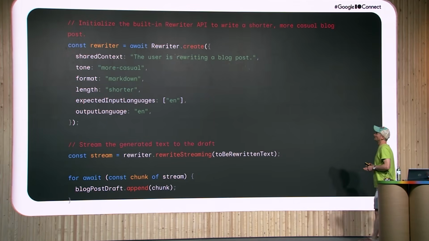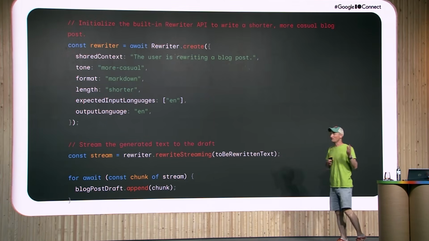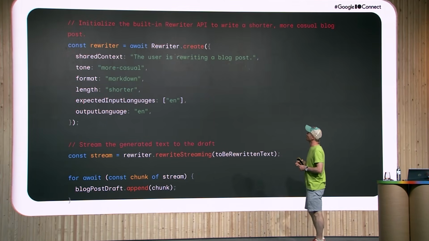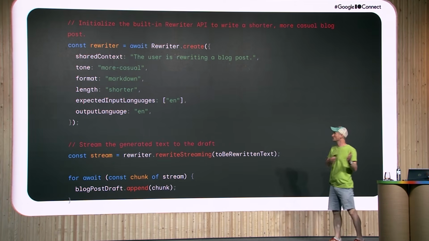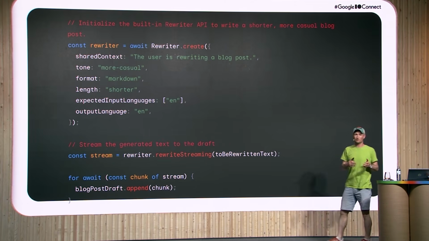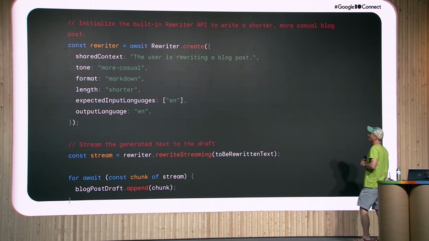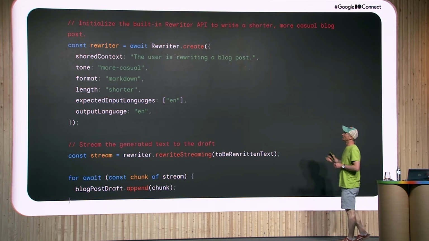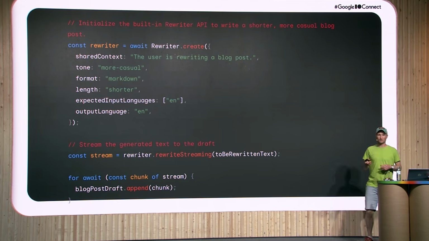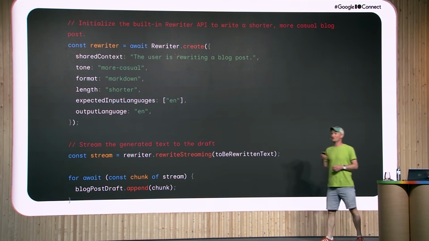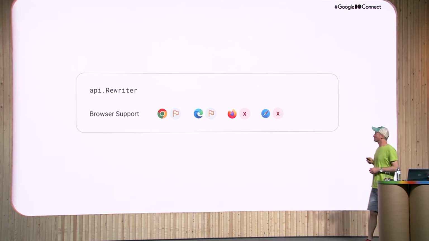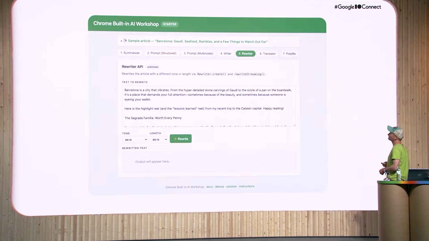How does the code work? Almost the same as before with the writer API. Just now, it's the rewriter API. We have the shared context. We have the tone. In this case, we want to make it more casual. The format that we give it is Markdown, because the blog is authored in Markdown. We want to make it shorter. Expected languages are both English for input and output. And then, just as before, we have a streaming method that we can use. And browser support is also behind the flag.